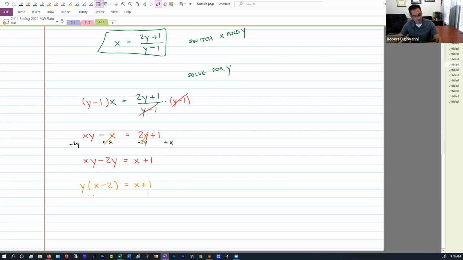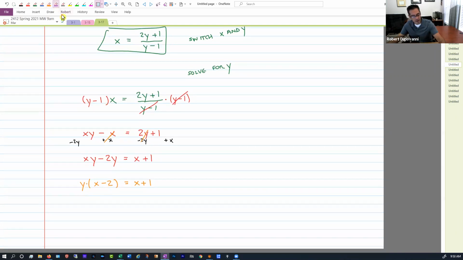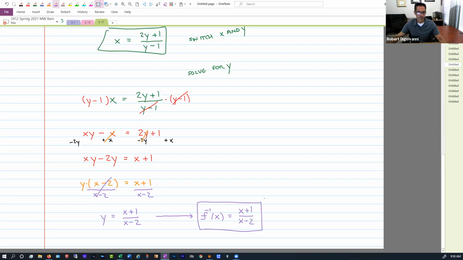And now that you have this, and this is multiplication, right? Y times this, you can now divide both sides by X minus 2. And they'll cancel here and you'll get Y equals X plus 1 over X minus 2. And this right here is your answer, but we have to write it a different way. We have to write F inverse of X equals X plus 1 over X minus 2. There it is.